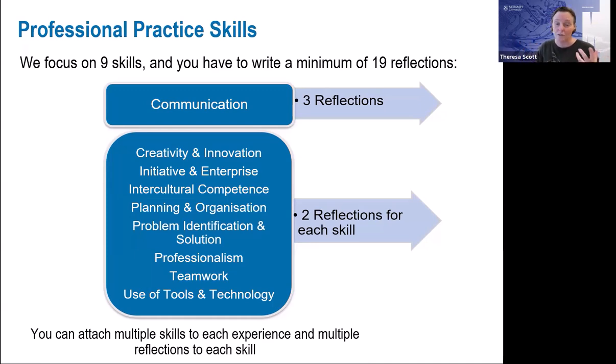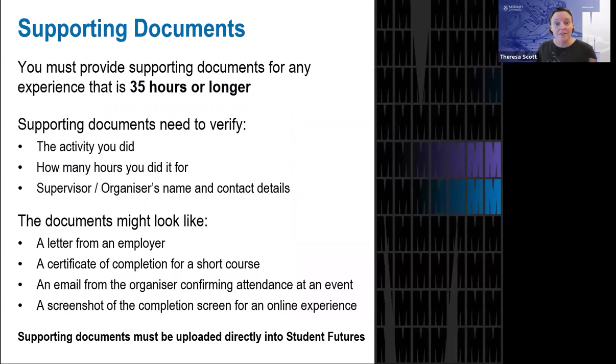So for example, if you're completing an Engineers Australia course online, you might use communication as well as professionalism. You can then add 1 or more reflections to each skill as well. Something else to keep in mind is that for any experience that you claim to have participated in for 35 hours or more, you'll need to provide documentation to support that claim, okay?